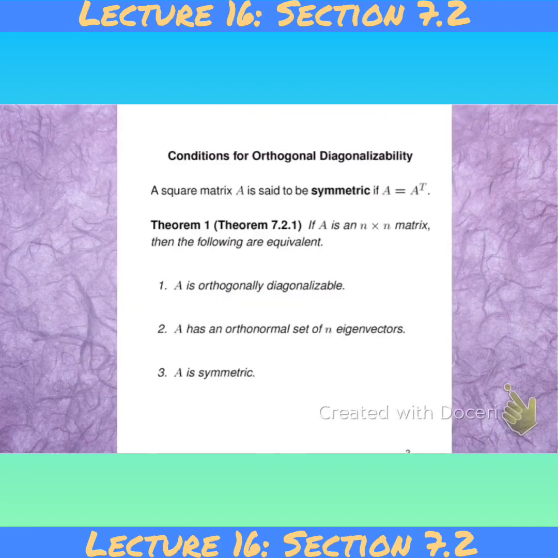Right, now, what are the conditions for a matrix to be orthogonally diagonalizable? Remember that a square matrix A is said to be symmetric if it's the same as its transpose. So that brings us to the following theorem. If A is an n by n matrix, then the following statements are mathematically equivalent.